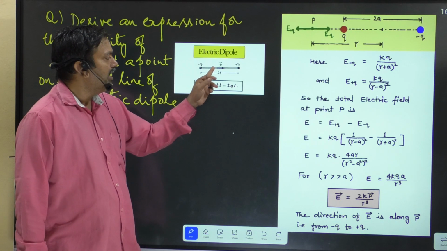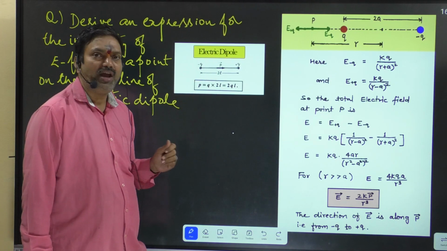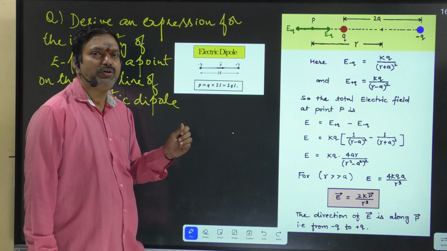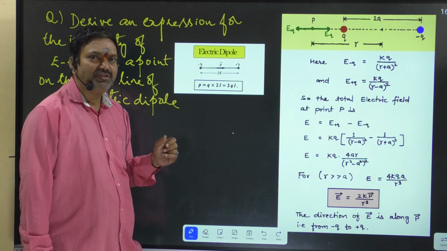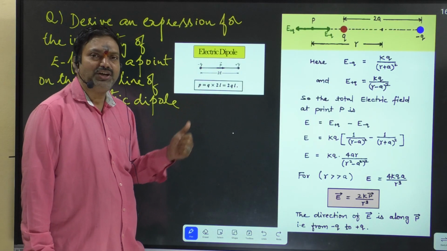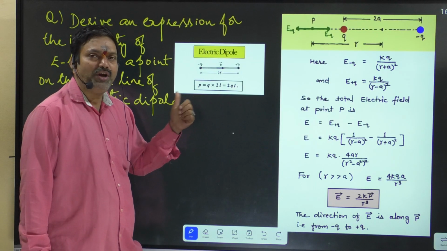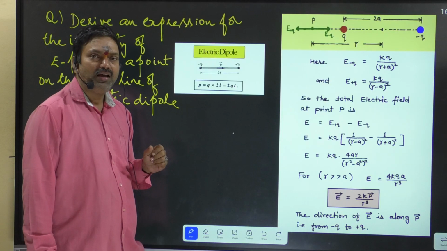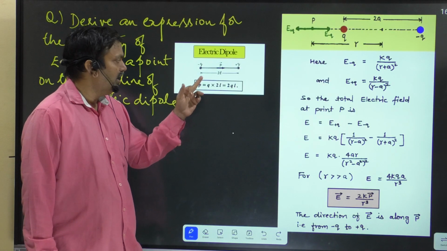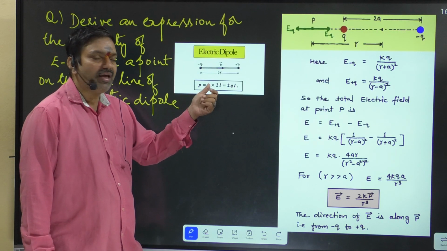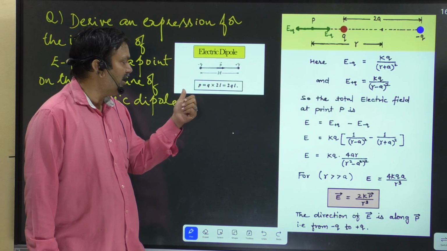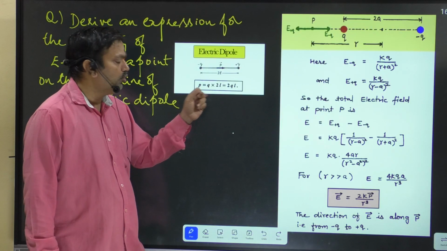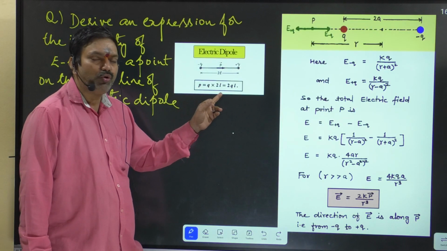So obviously P bar is equal to Q into 2A, because moment means force into distance, right? Here we have charges in action. Therefore charge into the separation distance, Q into 2A, becomes a vector, because though charge is a scalar, the charges and distance are acting along a line, so we can take it as the dipole moment vector P bar. So P bar is equal to Q into 2L or Q into 2A.